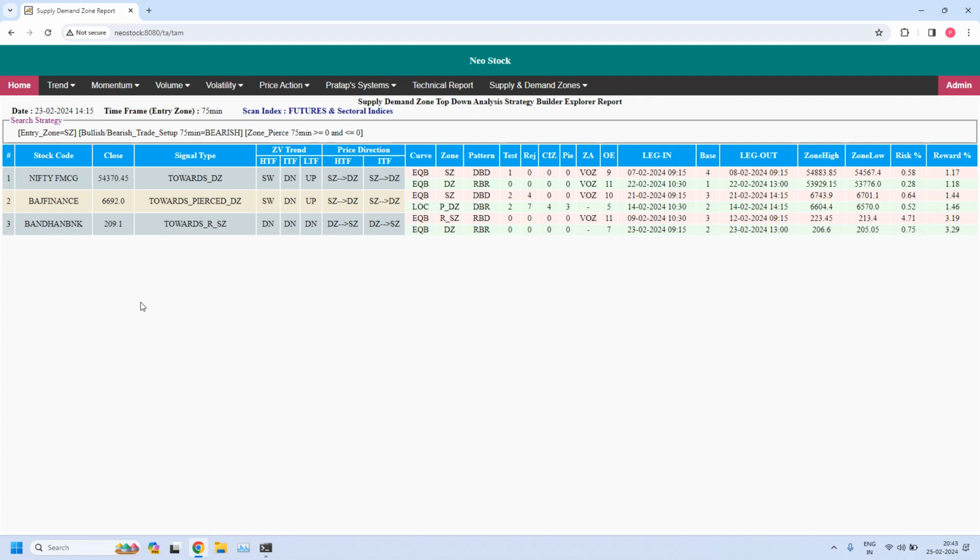In that, Bandhan Bank is moving towards the high liquidity supply zone, and it is a fresh zone. See, in bearish trade setup, Bajaj Finance has already given 2 tests. Okay, so this is about bullish and bearish trade setups for monthly income trade and weekly income trade.